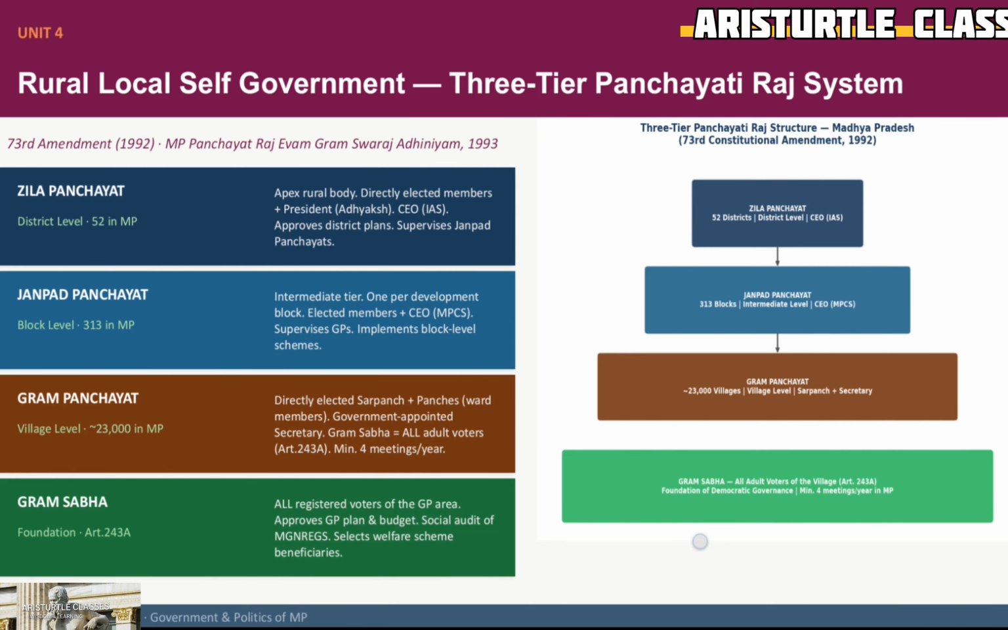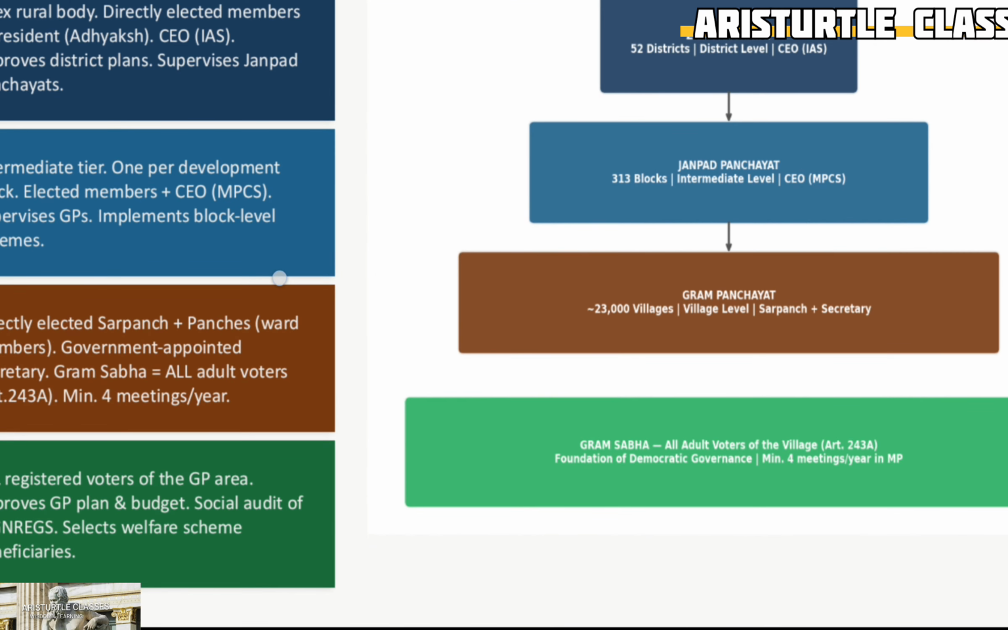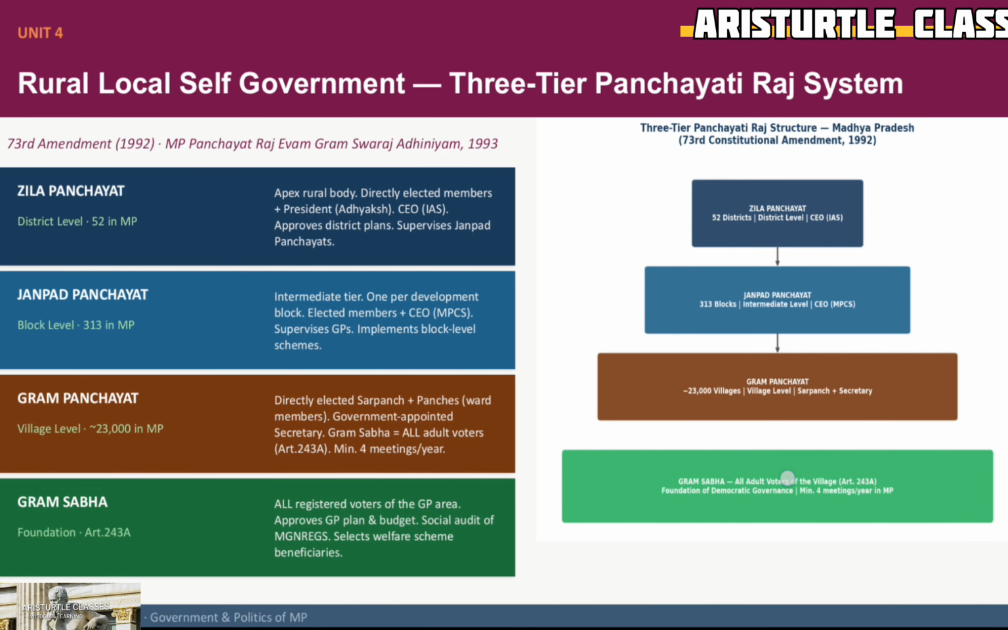and at the very grassroots level, at the very bottom, we have Gram Sabha, which is the group of all the registered voters of that village. They make the developmental plans, they social audit the budgets, and Gram Sabha is the most powerful authority at the grassroots level. They have the foundational character of democratic governance. They must have at least four meetings a year, but unfortunately it doesn't happen. And wherever the gram sabhas are functioning well, the village gets development.